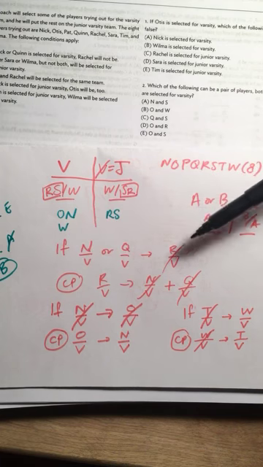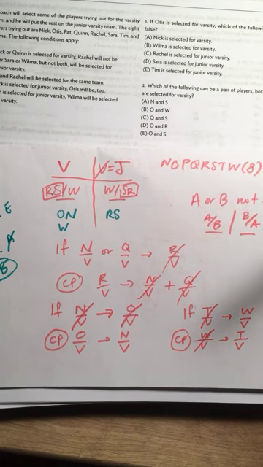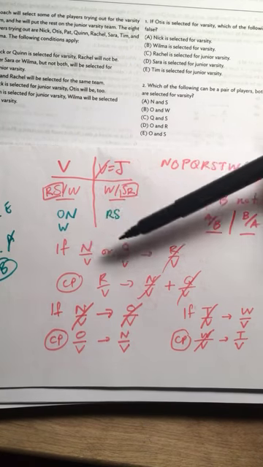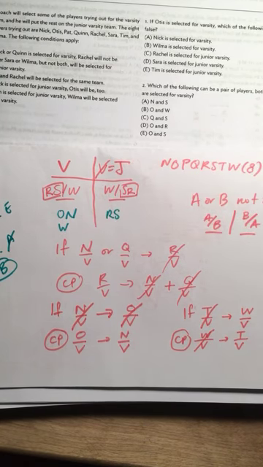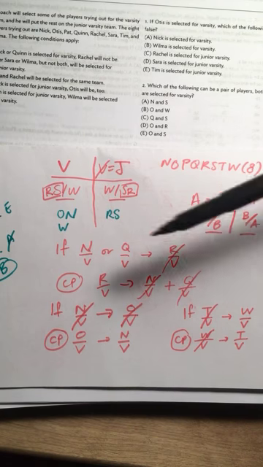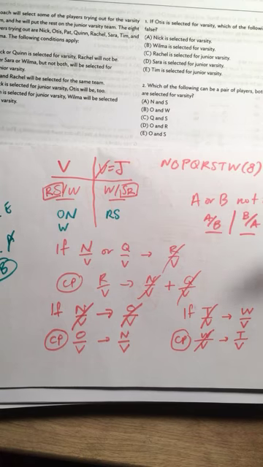If N is on varsity, then R isn't. And if R isn't, then neither is S. So we have actually all of those represented in the example that we just gave. Kind of the same line of reasoning was used to answer that question. But B is definitely possible. All right, cool. So that's it for that one.